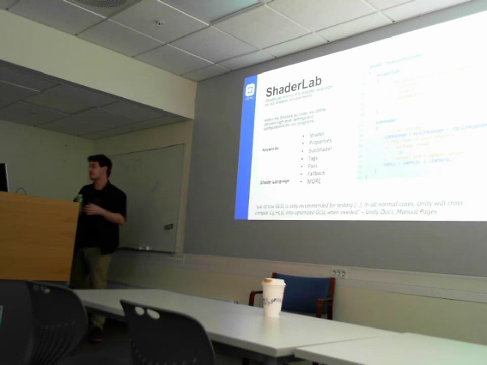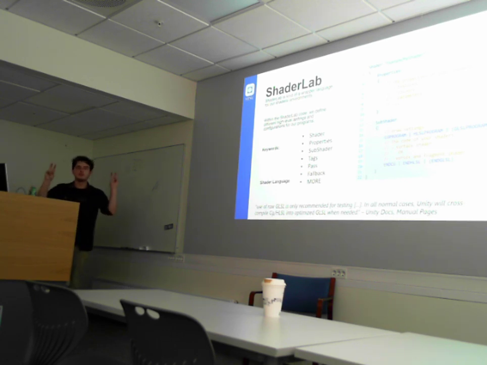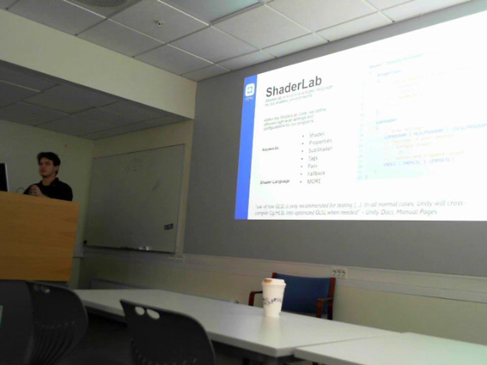And then lastly, there's a fallback, which is just if none of the subshaders succeed in compiling for your target platform, it will fall back to a shader you've specified. You can specify diffuse, for example, which is the typical thing to fall back to.